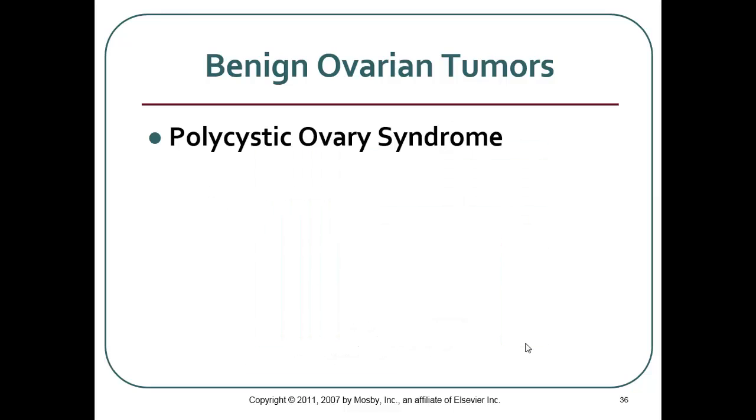So polycystic ovarian syndrome. So these are benign cysts that form in the ovaries. So the symptoms are going to be like irregular menstrual periods. It can cause the woman to become infertile. And when these cysts rupture, they're very painful. And the woman will get a lot of pain in her perineum area. Diagnosis is through ultrasound.